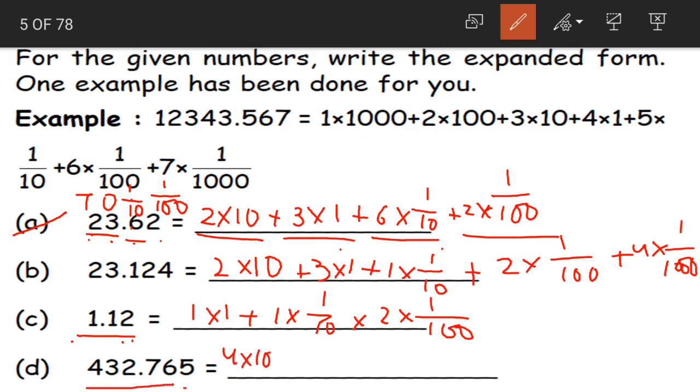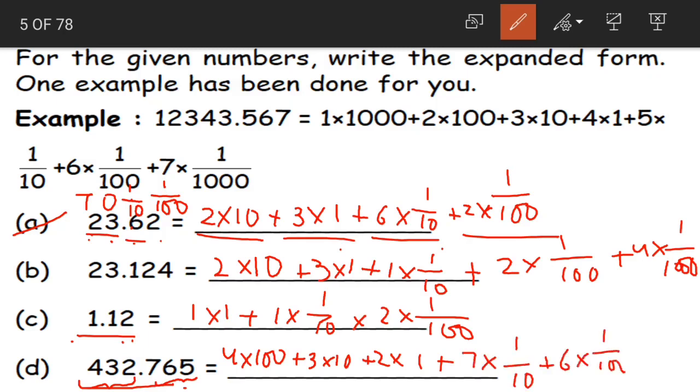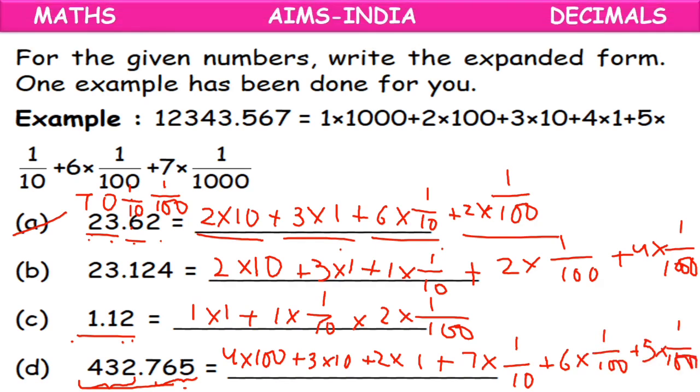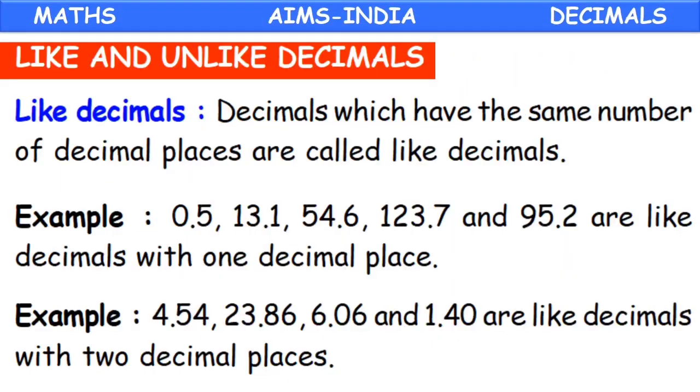432.6765, 4 into 100 plus 3 into 10 plus 2 into 1, that is 432 before the decimal point. Now after it, that is to the right side, we have 7 into 1 by 10 plus again 6 into 1 by 100 plus 5 into 1 by 1000. Understood children? The place values and expanded form of decimal numbers.